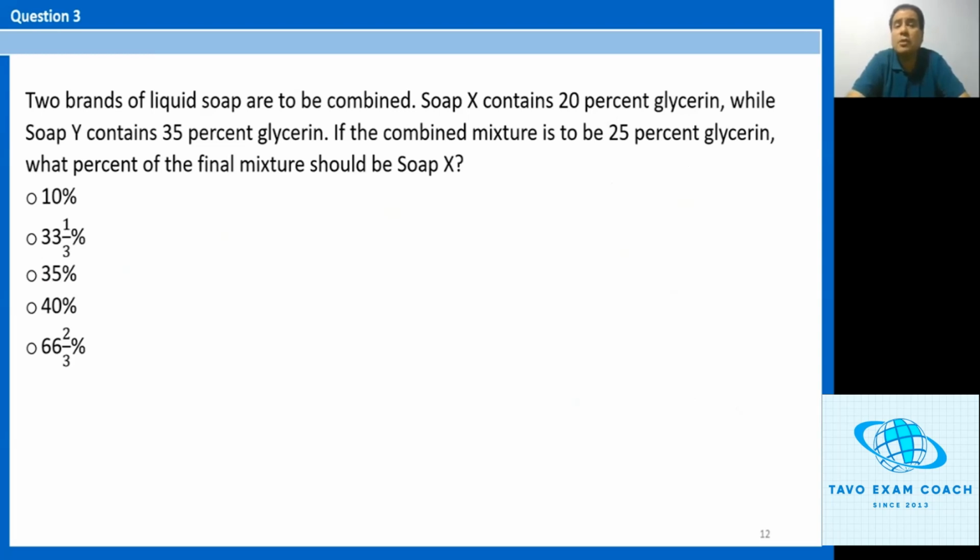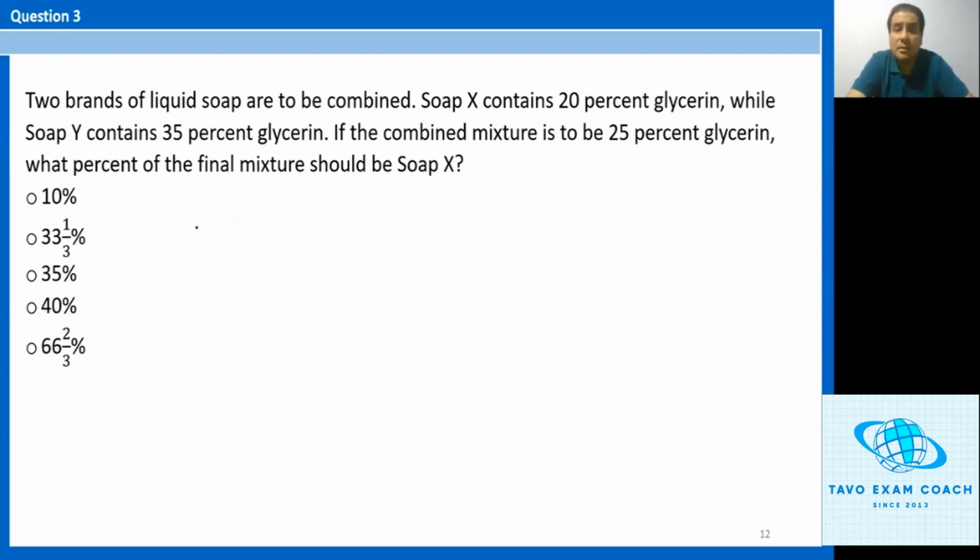Two brands of liquid soap are to be combined. Soap X contains 20% glycerin, while soap Y contains 35% glycerin. If the combined mixture is to be 25% glycerin, what percent of the final mixture should be soap X?